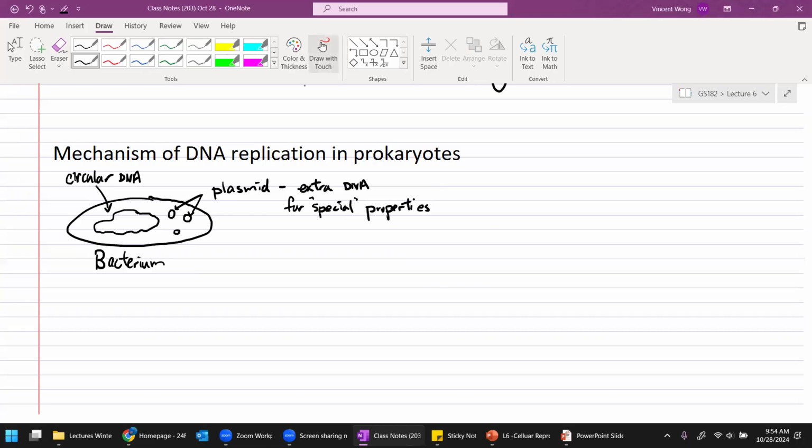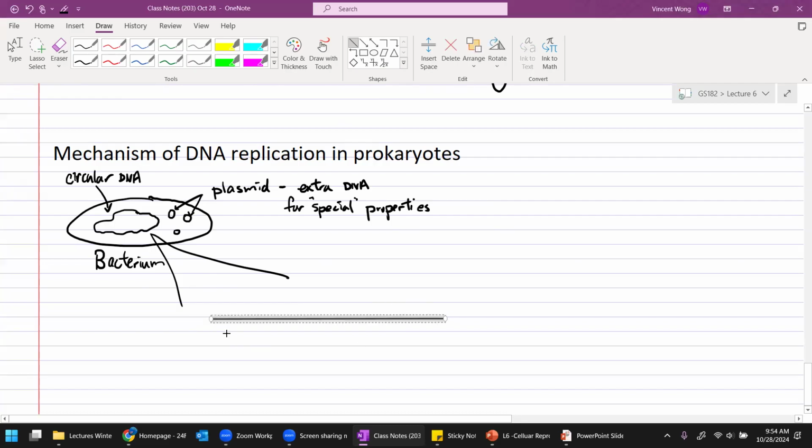Okay, let's zoom into the DNA here, the circular DNA, and we would have the parent strand here. Let me try to draw this out. There we go.